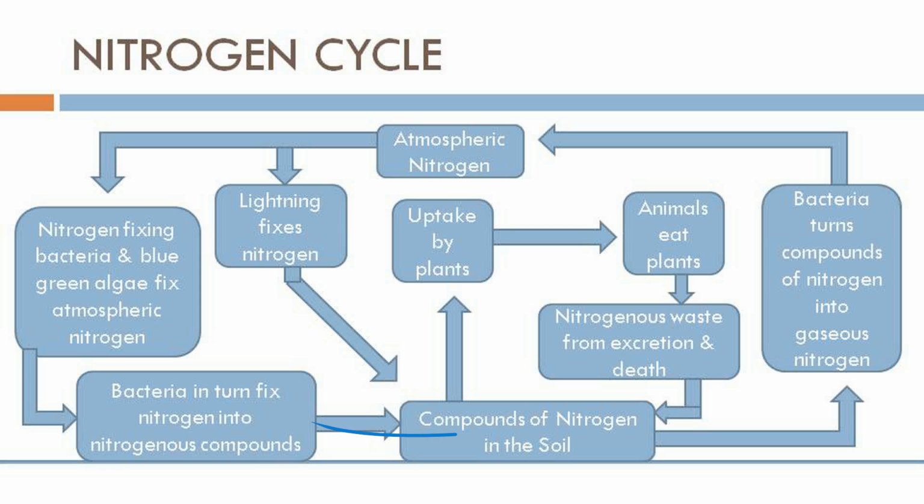These compounds of nitrogen in the soil are taken up by the plants, which are then eaten by the animals, and by the nitrogen waste from excretion and their death, they change into compounds of nitrogen in the soil. With the help of bacteria, these are turned into gaseous nitrogen, which again gets mixed with the atmospheric nitrogen. So in this way, the nitrogen cycle gets completed.